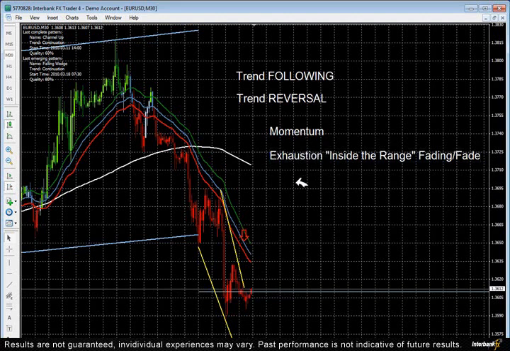The exhaustion inside the range or fading will basically be the same patterns that I would look at for momentum, but my preference is for patterns that have a horizontal level, and we'll look for exhaustion at those key highs and lows, highs or lows really. So momentum and exhaustion look at those same sideways patterns, just as trend following and trend reversal look at the same trending strategies or trend patterns. But the difference is what our reaction is at support or at resistance. Okay? Again, what does that mean?